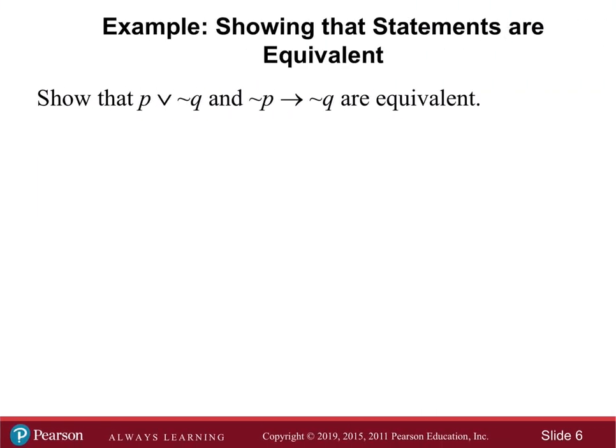So an example showing that statements are equivalent. Show that P or not Q and not P implies not Q are equivalent. What we're going to do is construct a truth table for both of these compound statements and show that their final truth columns are the same. So let's start off with some graph paper.